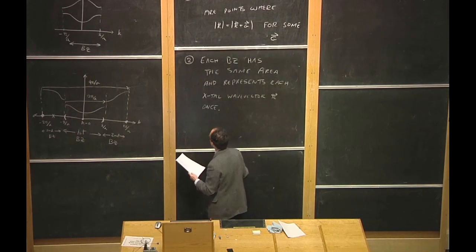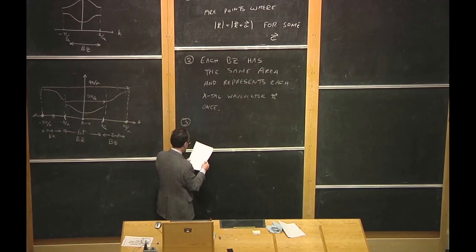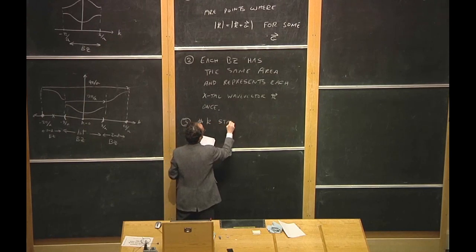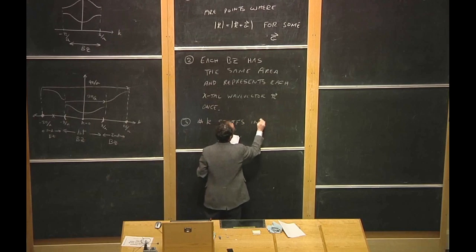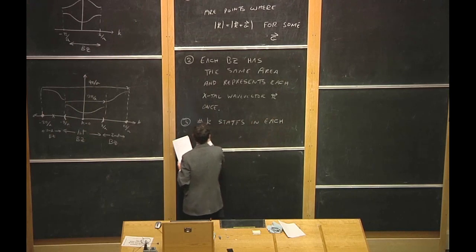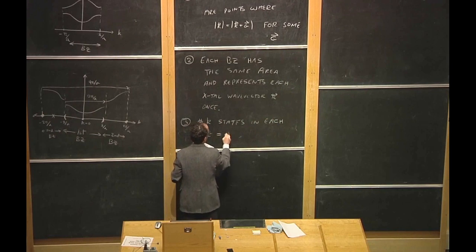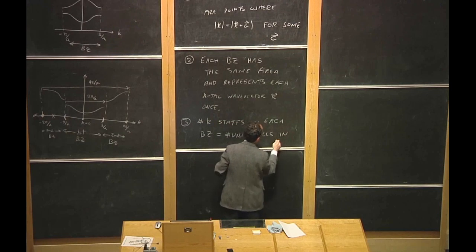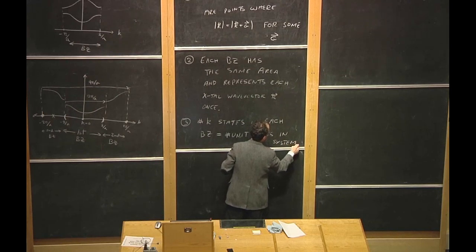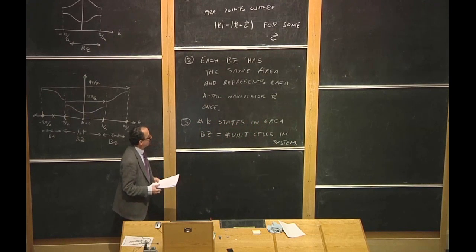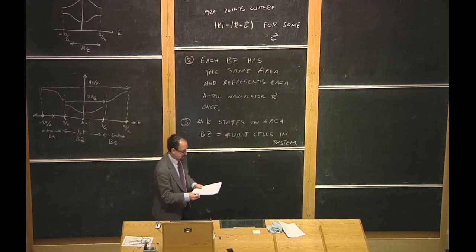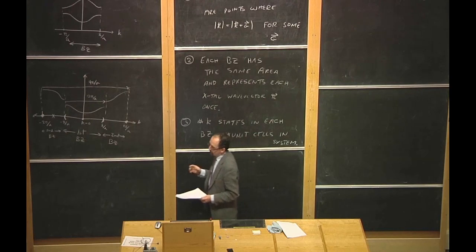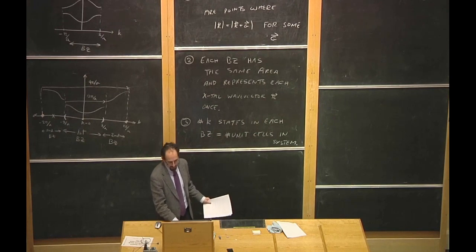The final statement, which is useful, I think this is a homework assignment on the third homework set, is that the number of k states in each BZ equals the number of unit cells in the system. Does that sound familiar? We proved this in one dimension. I think for homework, you're supposed to prove it in three dimensions. It is also generally a true statement. So actually, let me do an example of this in two dimensions to make this more clear.